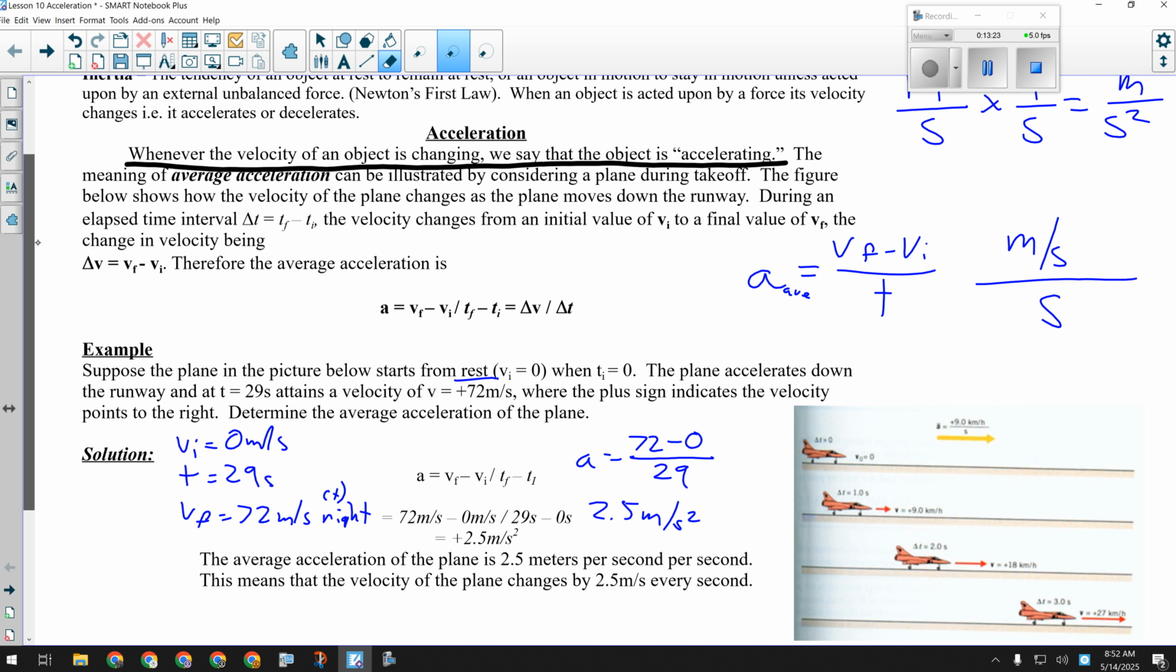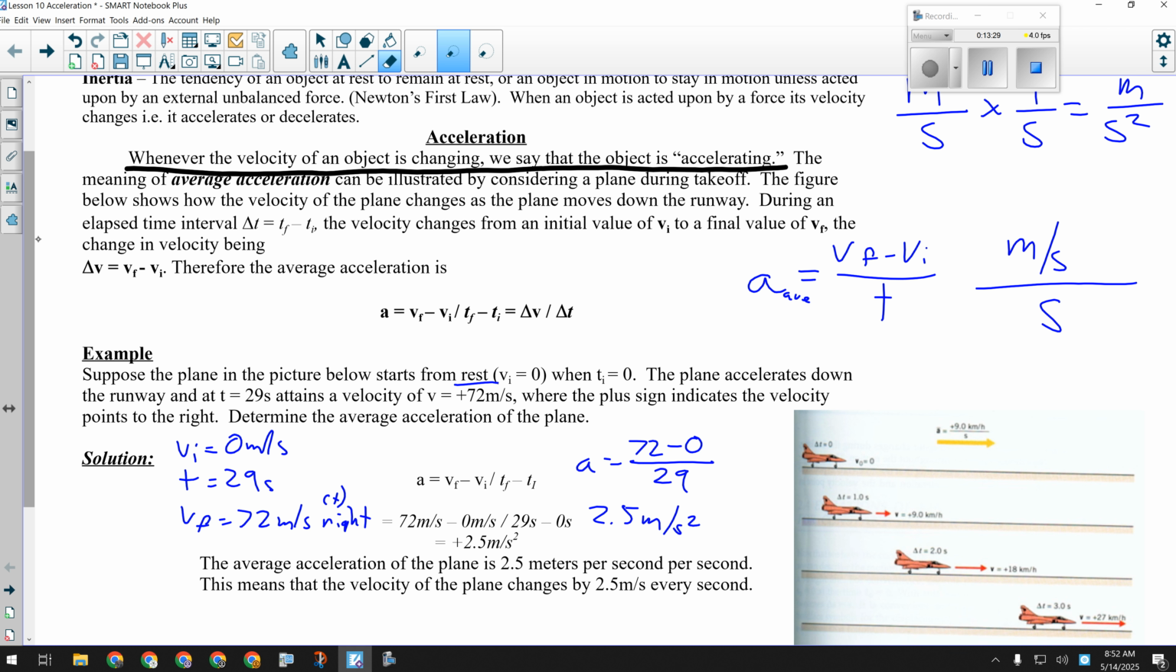Okay, everybody all right with how that works? So really what we need to get out of this first little bit here is that to accelerate, a force has to be present. Acceleration is any change in velocity. And the formula is change in velocity divided by time.